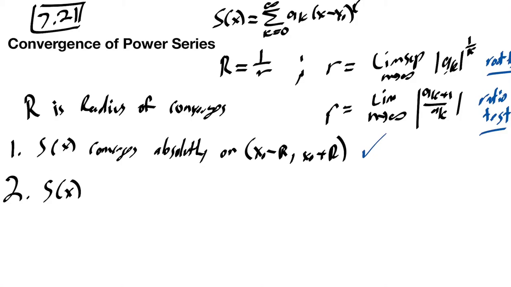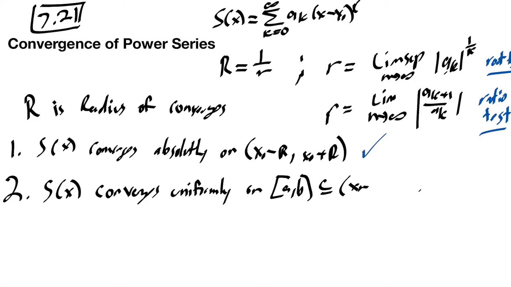Number 2 says that s of x converges uniformly. And we're going to say it converges uniformly on some closed interval that's inside of that open interval. Okay, so we've got some closed interval inside that open interval, and s of x converges on that. So this is what we want. So this is what we're hoping to put a check mark in.